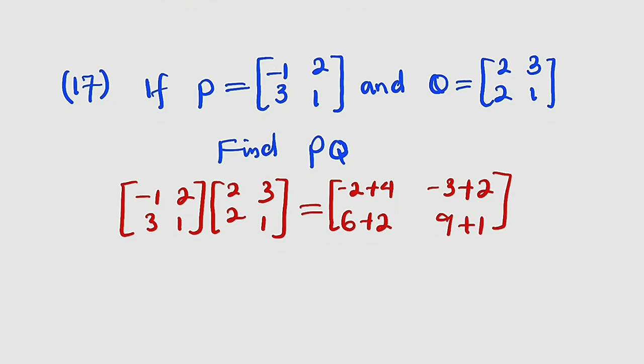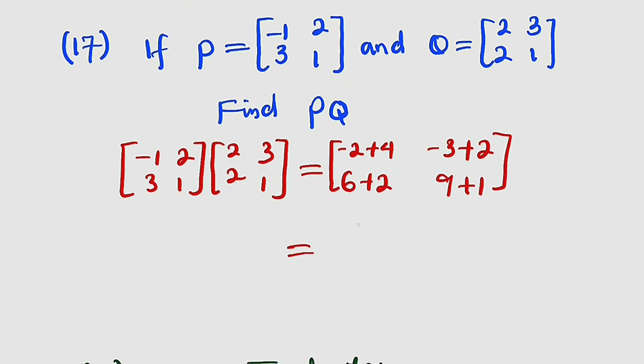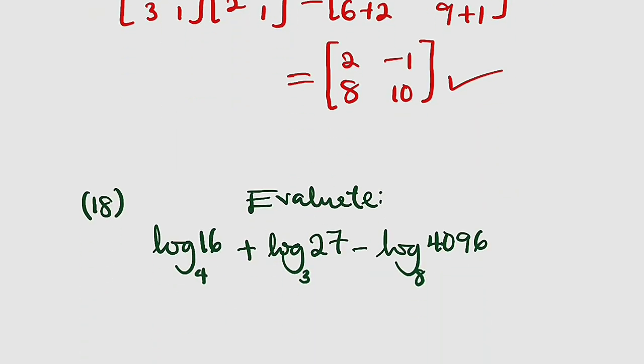We simplify and get the final answer. This is equal to 2, this will give us 8, this will give us -1, and this will give us 10. Therefore, the product of P and Q is this. As simple as that. Let us move on to question number 18.